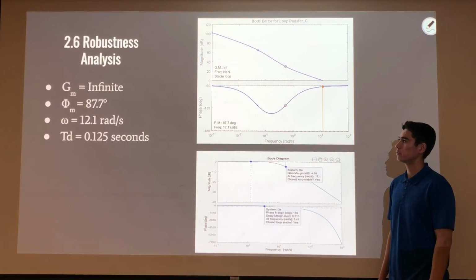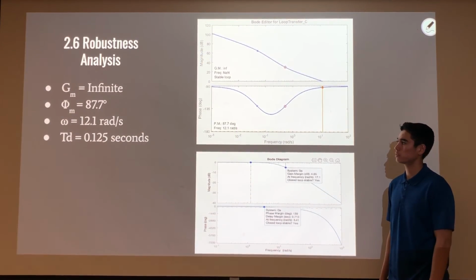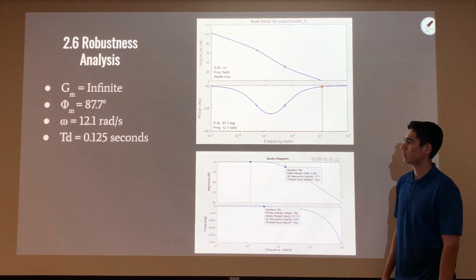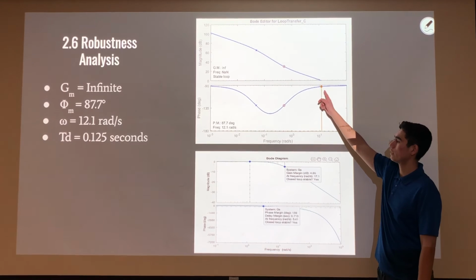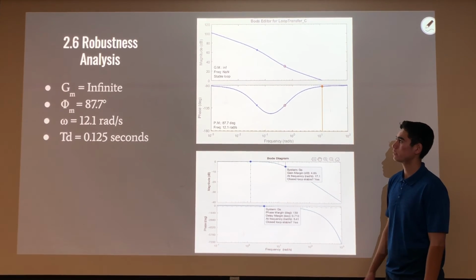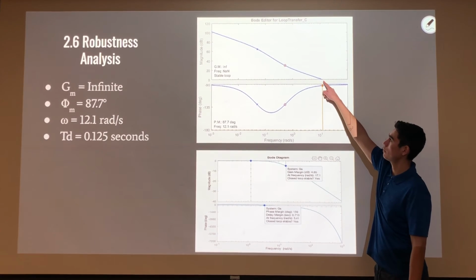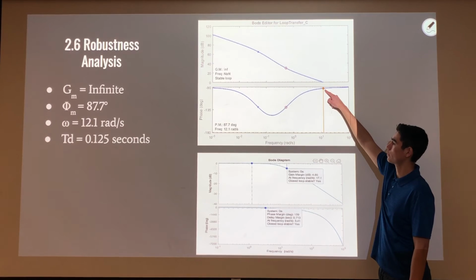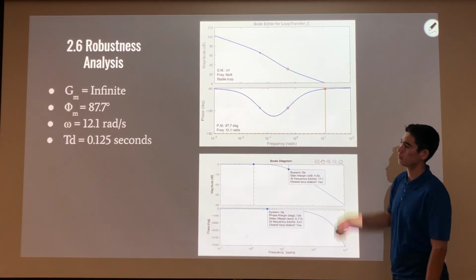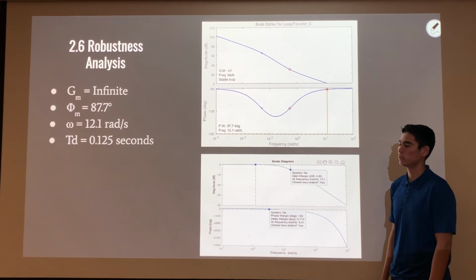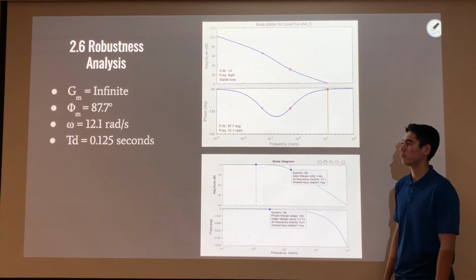In order to further analyze our system, we looked at the robustness of the system. We tried to find gain margin and phase margin. Gain margin is calculated where it crosses negative 180 in the phase diagram. Since it never crossed, it's infinity. Phase margin is calculated when it crosses 0 dB, which can be seen here at about 12.1 radians per second, which is also a crossover frequency. That difference is then found to be 87.7 degrees. Using phase margin and crossover frequency, we can then calculate time delay, which is 0.125 seconds.